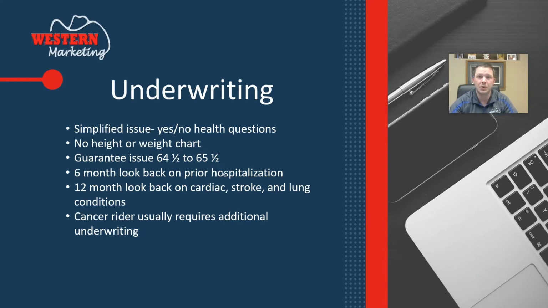Like I mentioned before, we do have a few carriers that are guaranteed issue at 64.5 to 65.5, which is right at that turning 65 or aging into Medicare range, when you can get that person on with no underwriting whatsoever. Most of the plans have a 6-month look back on prior hospitalization. So if they were in a hospital more than 6 months ago, they can still get this plan as long as they fit the criteria for the other underwriting questions.